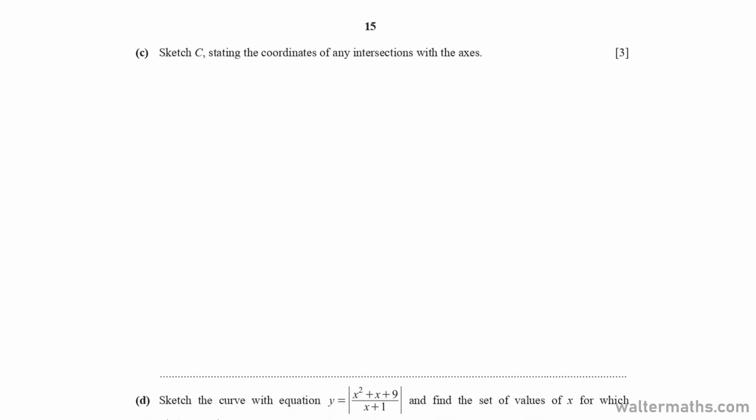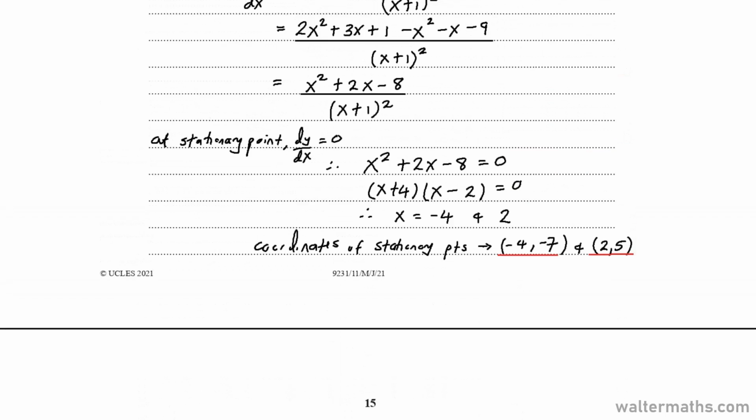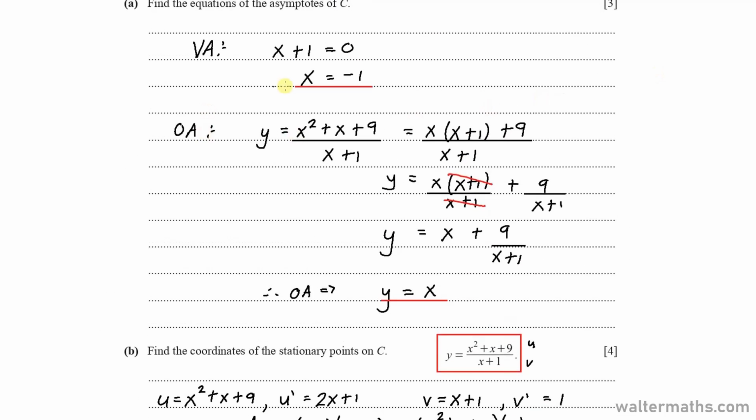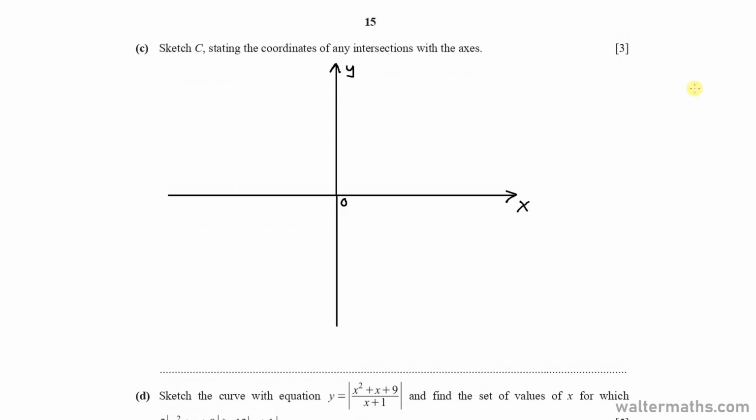On part C, the question goes, sketch C stating the coordinates of any intersections with the axis. Alright, so what we're going to do here is to make a sketch. So I have my axis. So this here is y and x. And I'll start with the two asymptotes. So the first asymptote is x is equal to minus 1, and the other one is y is equal to x. So let's start with x is equal to minus 1. That's the first asymptote. So it intercepts at minus 1 here. And then we have the oblique asymptote right here.